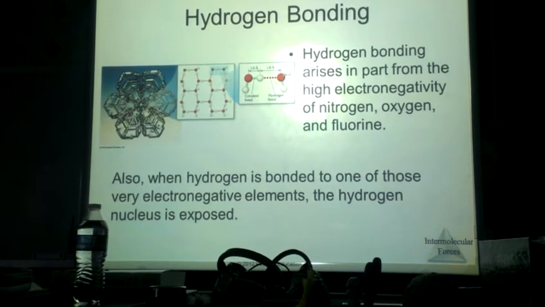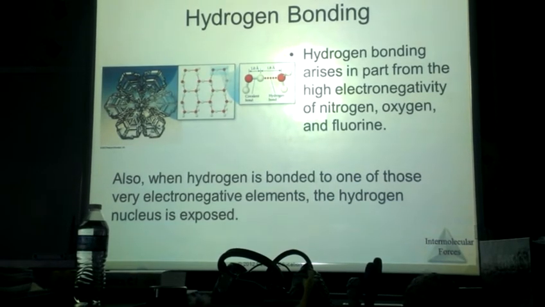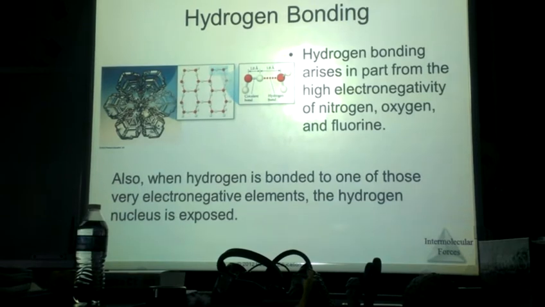So hydrogen bonds are weaker than covalent bonds, if I'm comparing the strength of intermolecular and intramolecular. But hydrogen bonds are going to be the strongest out of those 3 intermolecular forces, such as London dispersion forces and dipole-dipole, okay?